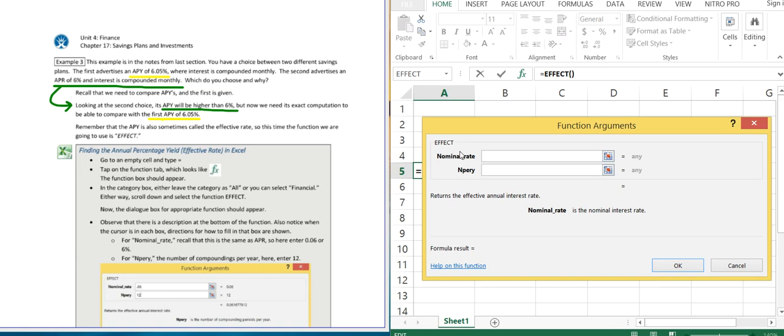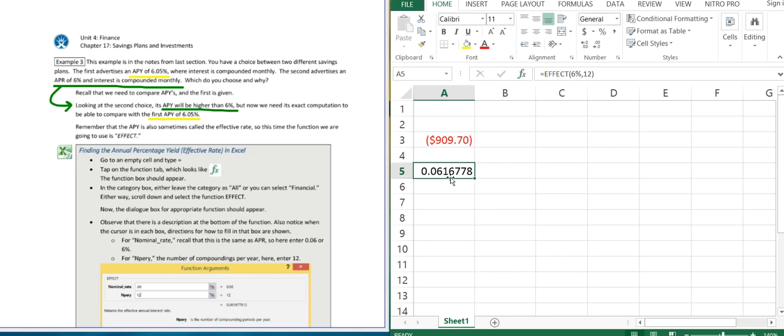So 2 boxes that have to be filled in. Nominal rate, remember that's just your APR. Notice on this one, it doesn't say per period, so get used to reading these clues, just nominal rate. So the nominal interest rate in this situation is 6%. So again, either 0.06, or if you're just more comfortable doing 6%, that's okay. N per Y, let's read what that is. This is where we're going to enter the number of compounding periods per year. So in this situation, we are compounding monthly. So that is going to be 12 compoundings per year. And so we're going to hit OK.